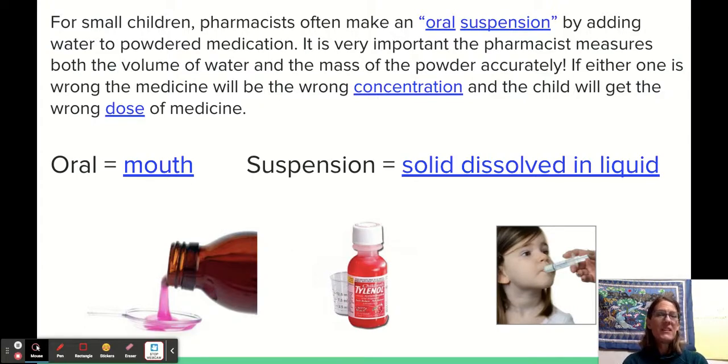Take a moment to fill in the blanks. These blue words are the ones you're looking for to fill in. And here you see a picture of an oral suspension. It's kind of thick and sticky.